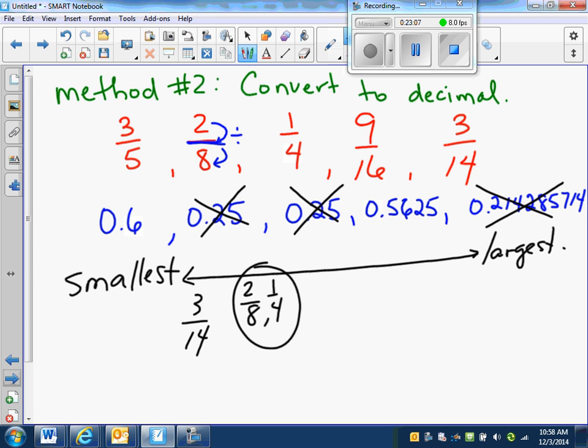Is this one smaller than this one? This one looks bigger, it's a lot of numbers, but it's 0.56, right? So I think our next one here is our 9/16, and then our last one is our 3/5. So when you convert it to a decimal, it's easy for us to compare the size of them.